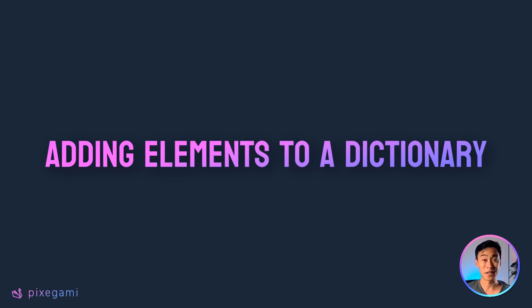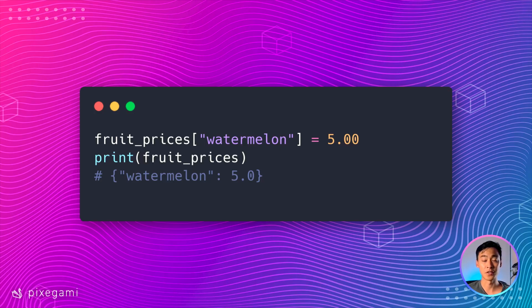What about adding items to a dictionary? You can't use the append method like you can with a list, but there are two ways you can do this. The first way is to use the assignment operator directly like this. So if you type something like food prices and then you want to add a new key called watermelon, then you could literally just put that in as the key and then use the assignment operator to set that value. And when you print the dictionary again, you'll see that the value is there.